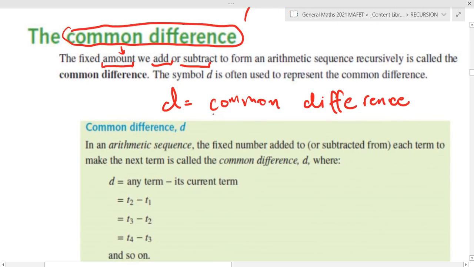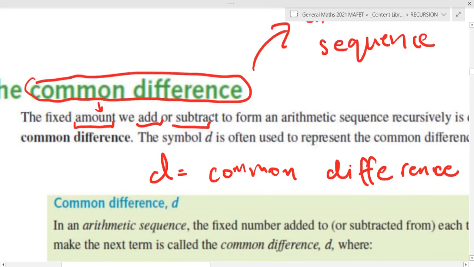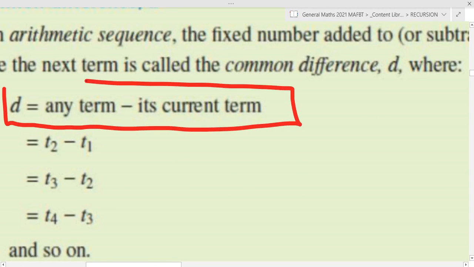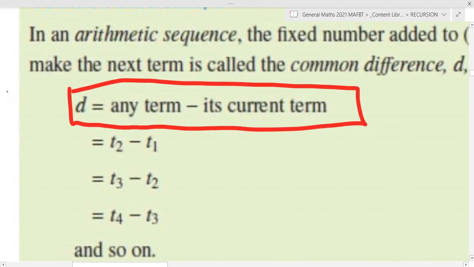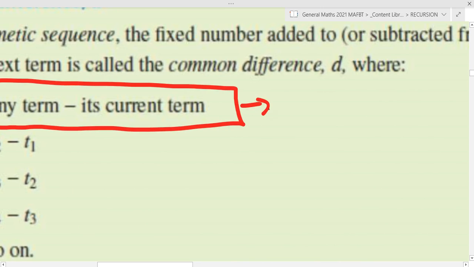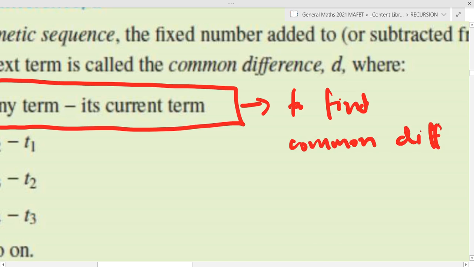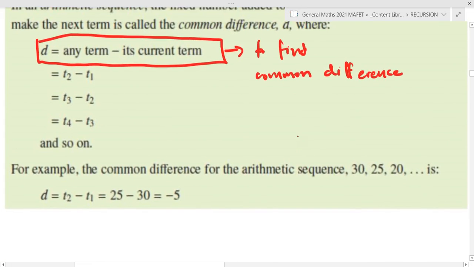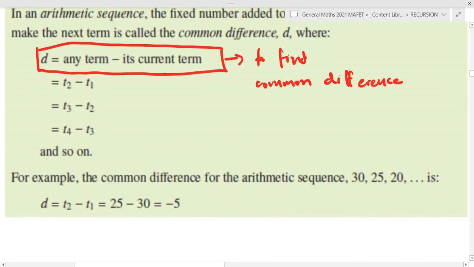Now, as a rule, to find common difference, this is one of the first rules that I would like you guys to add on the second page of your booklet. How do you get your common difference? D equals any term minus its current term. So to find the common difference, we use this rule. Second page of your notes. You use it to find your common difference. So on the second page of your notes, I want you to write that rule. D equals any term minus its current term.